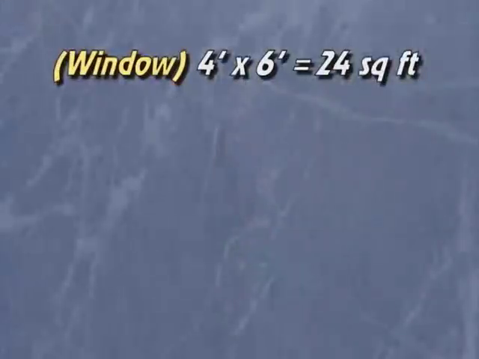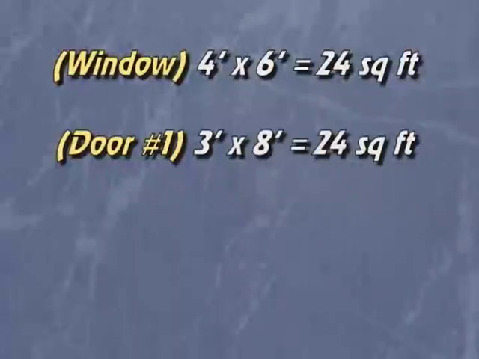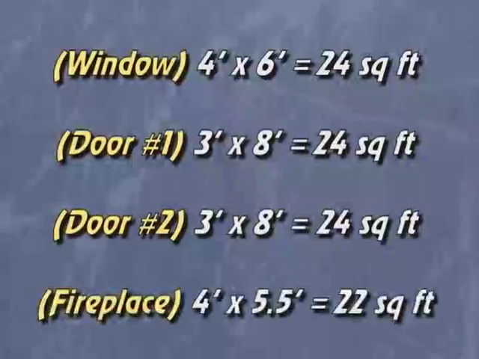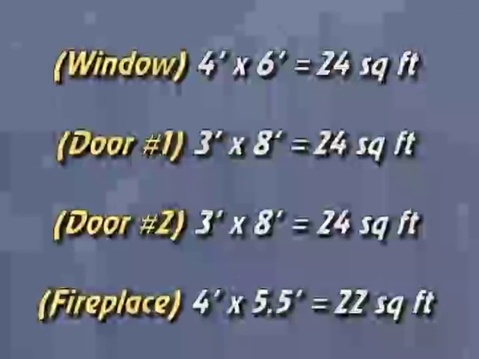4 by 6 is 24 square feet. 3 by 8 is 24 square feet. We have a second 24 square feet. Up to now we've had 3 24 square foot deductions. And the last deduction, do a little math on the calculator, and that gives us 22 square feet to deduct. We add those all up, we have 94 square feet.